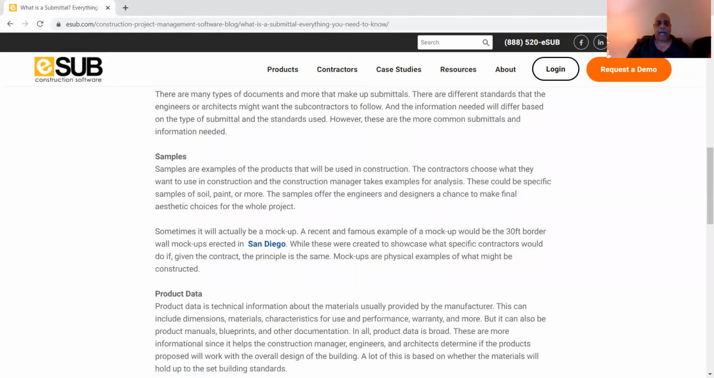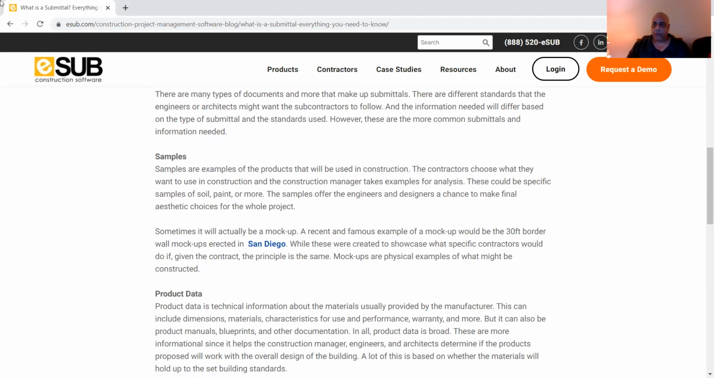Sometimes it will be a mock-up. A recent and famous example of a mock-up would be the 30-foot border wall mock-ups erected in San Diego. While these were created to showcase what specific contractors would do if given the contract, the principle is basically the same. Mock-ups are physical examples of what might be constructed.